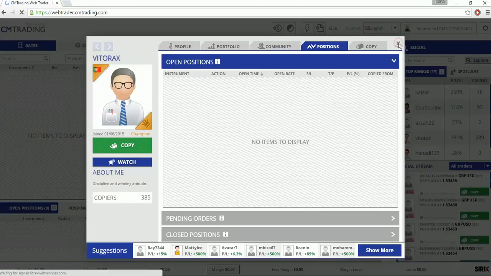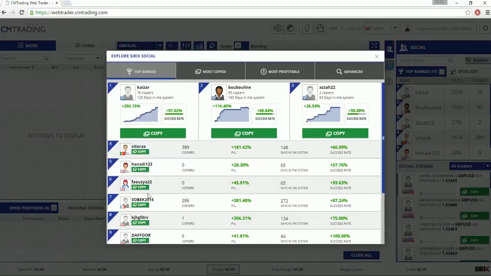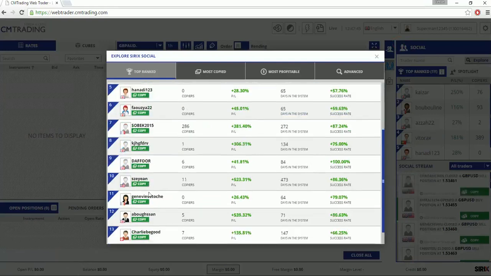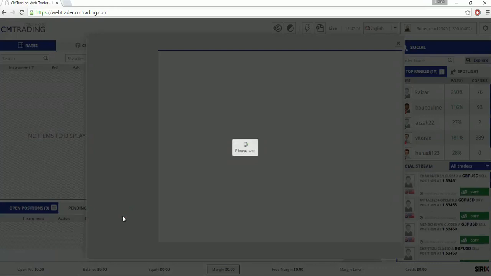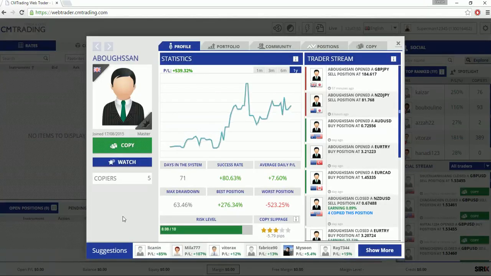Let's analyze one more trader on the system quickly. Number 12, let's have a look. So I click on the avatar. Okay, straight away here's something I'm looking at. I can see that he's up 539% on his account in 71 days, which is very, very impressive. He's got a good success rate of 80%. And an average daily profit and loss of 7.6%. Guys, that really, really is phenomenal returns on his investment.